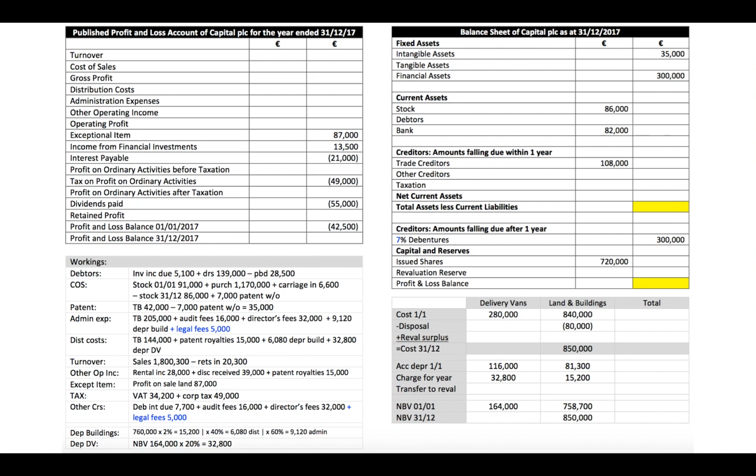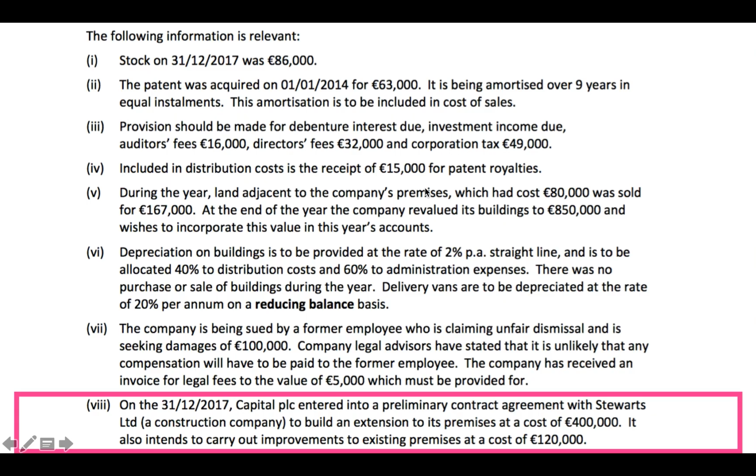So we have here legal fees in our admin expenses plus 5,000 euro here, and then we haven't paid it yet, so we're going to add that into our other creditors, so people that we owe. So everybody that we owe is going into other creditors, everybody that's not our trade creditors or the taxman.